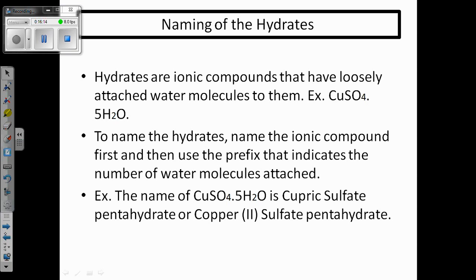Now naming of hydrates. Hydrates are ionic compounds which have loosely bound water molecules attached to them. An example of a hydrated compound is copper sulfate pentahydrate, where to an ionic compound you have loosely attached water molecules. To name a hydrate, you will name it exactly like an ionic compound, but then you will use a prefix to show the number of water molecules that are attached to that ionic compound. For example, cupric sulfate pentahydrate or copper 2 sulfate pentahydrate.